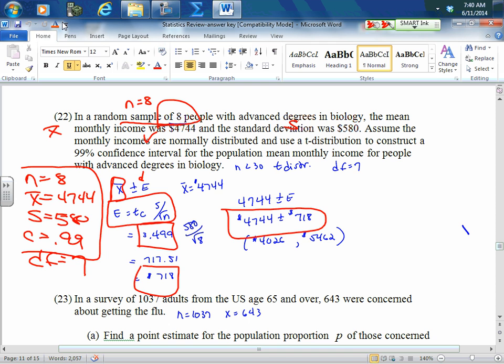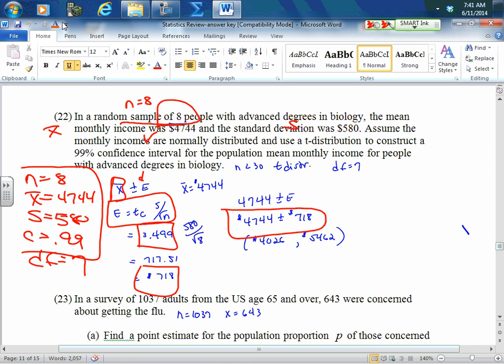The Z-score works the same exact way. The only thing is you have to do the 1 minus divided by 2 on your inverse norm. This I think is even easier on a T. You just have to recognize that it's a T. You have to know that it's a small sample and there's no population standard deviation.